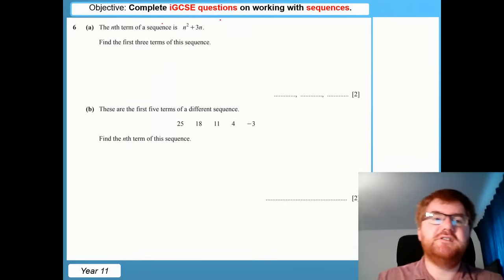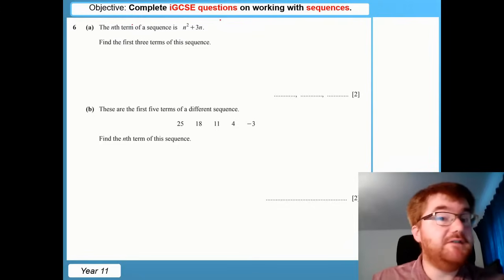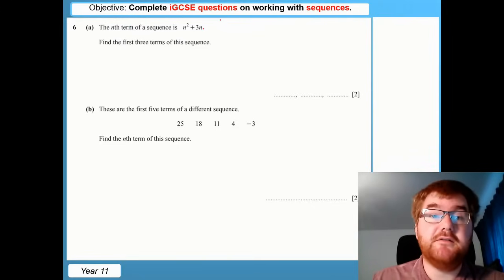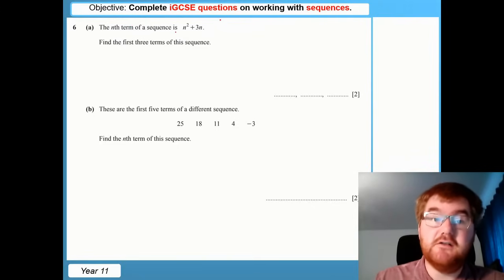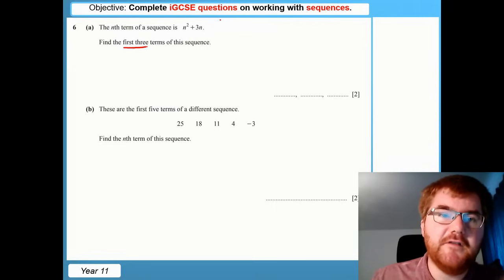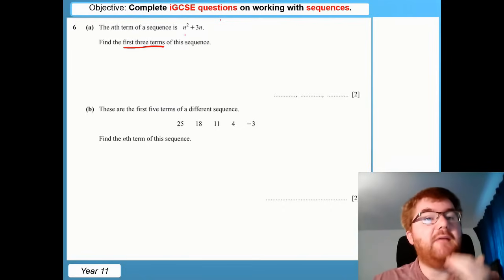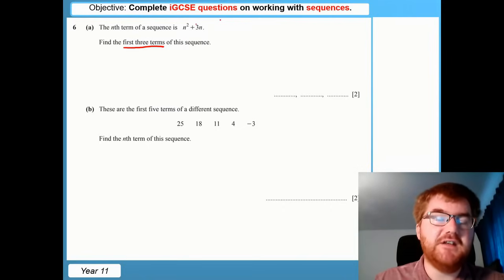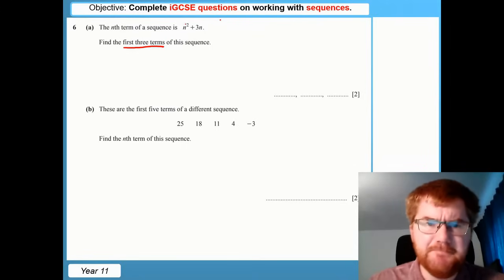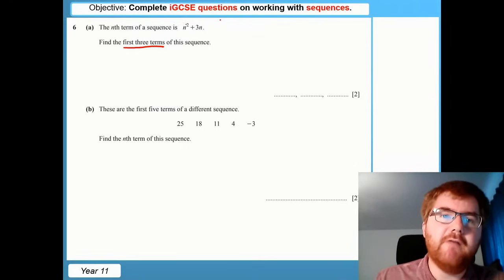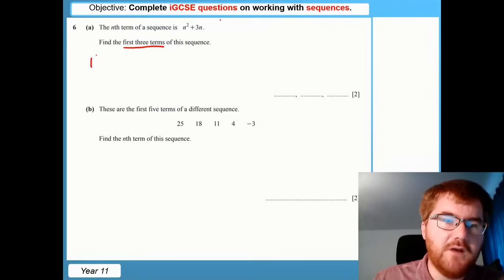On to question 6. So the nth term we're given this time is n squared plus 3n, and we want to generate a sequence. We want to find the first 3 terms. So the way we do this is we just substitute in 1, 2, and 3 into our nth term. So let me show you what this means. The first thing we're going to do, wherever we see an n, we're going to replace it with a 1. So we get 1 squared plus 3 lots of 1.